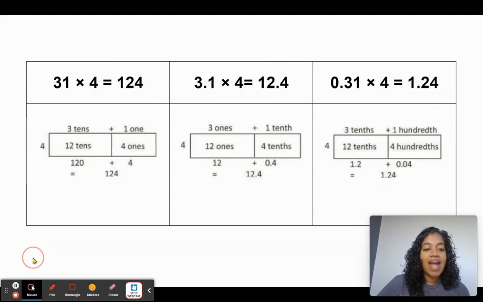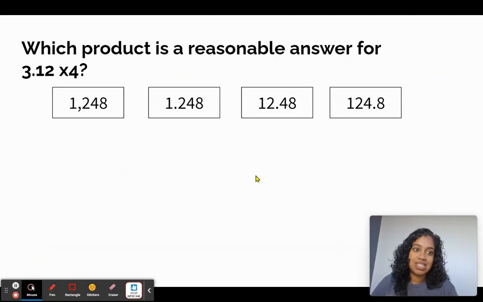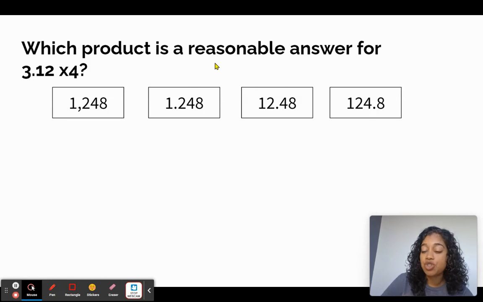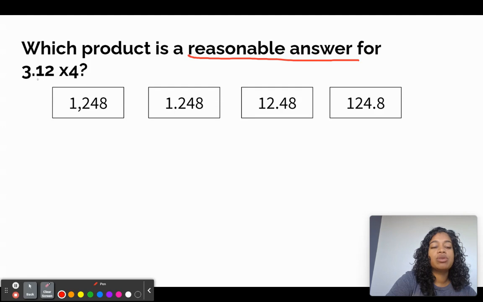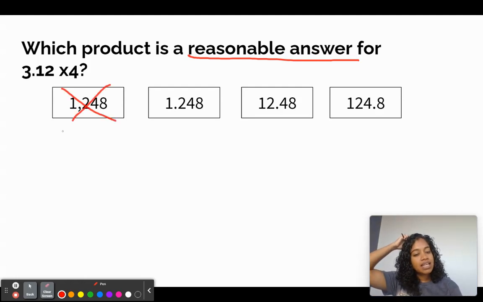All right, now let's go ahead and take a look at this problem. Let's do this together. Which product, or answer to a multiplication problem, is a reasonable guess for 3.12 times 4? Okay, so I see 3.12 times 4. I can already see from this, I'm probably not going to have 1,200, so I'm going to guess that's not going to be it. And it's probably going to be somewhere in here.